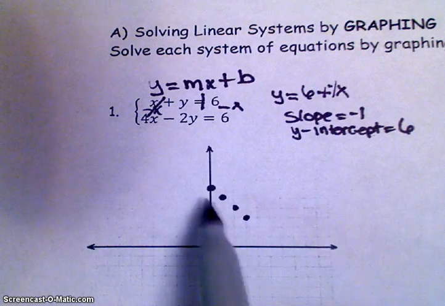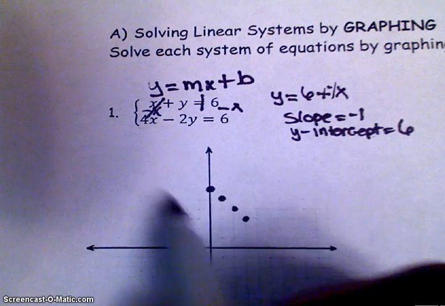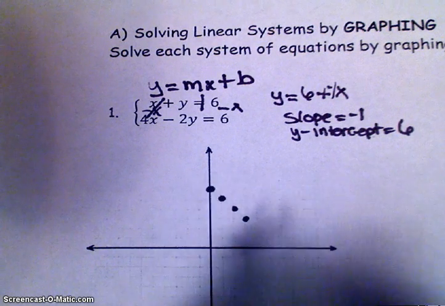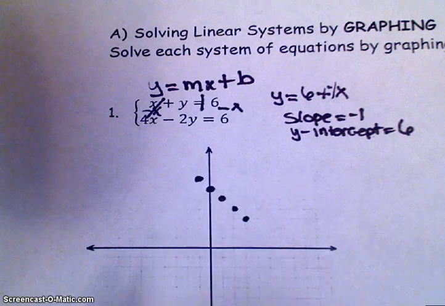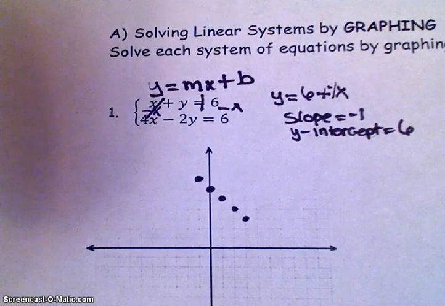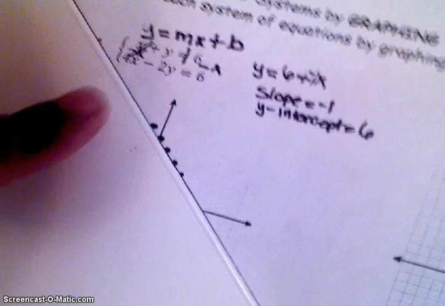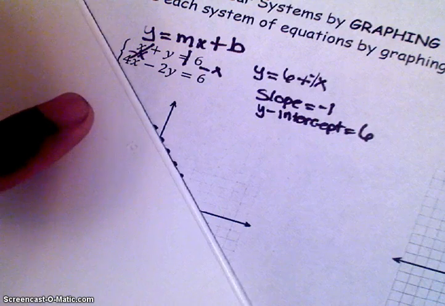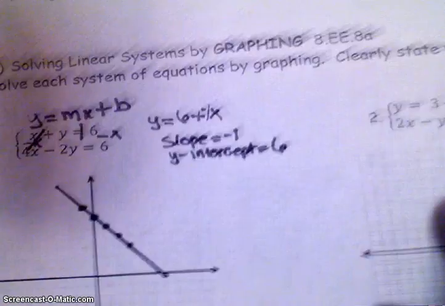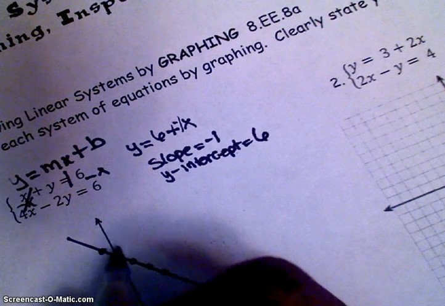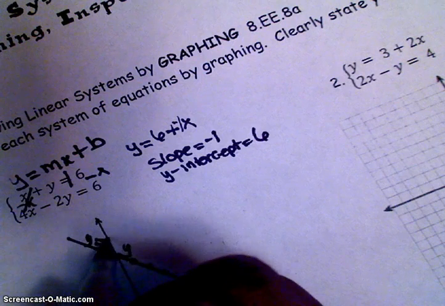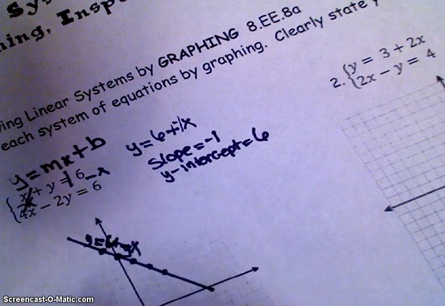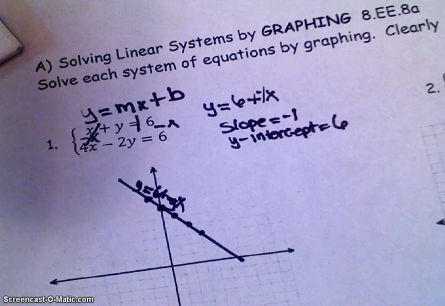To get points on the other side of the line, I'm just going to go up 1 over 1. Up is positive, so I have to go to the left to make it negative. I have enough points that I can graph my line, so I'm going to connect the dots. This is the line y equals 6 plus -x. Okay, so I have that line.